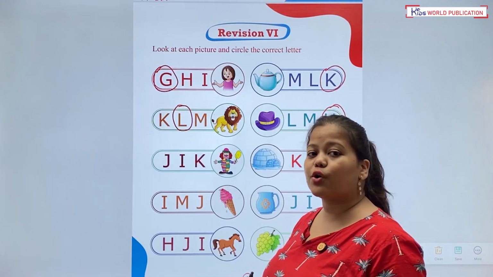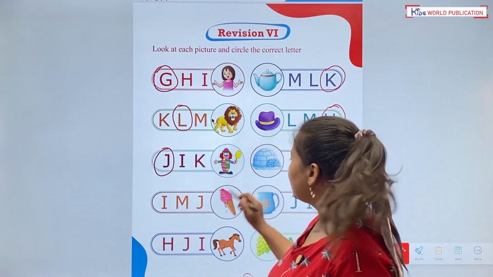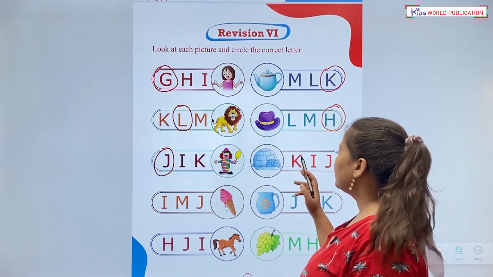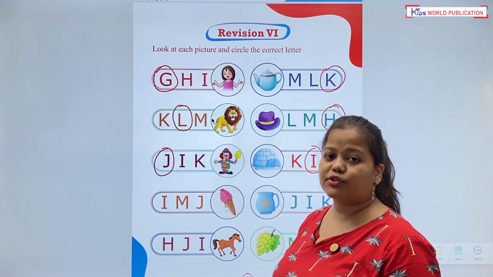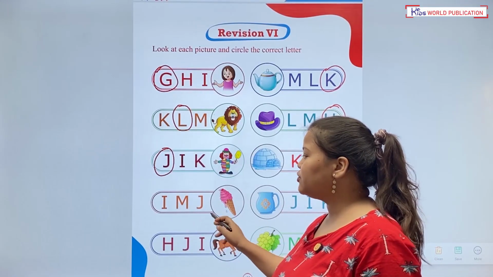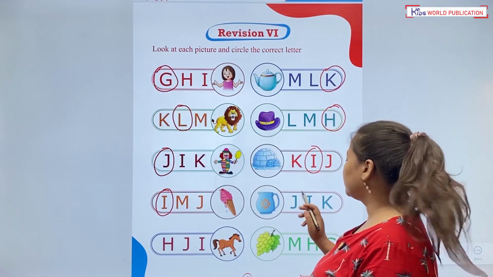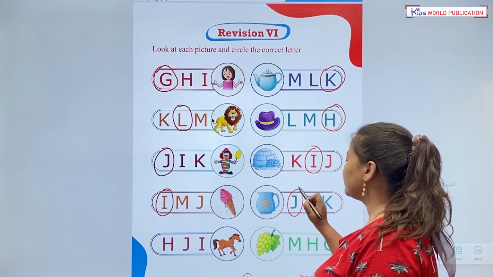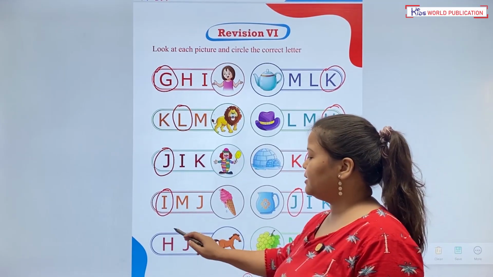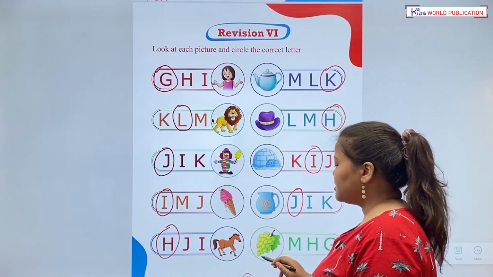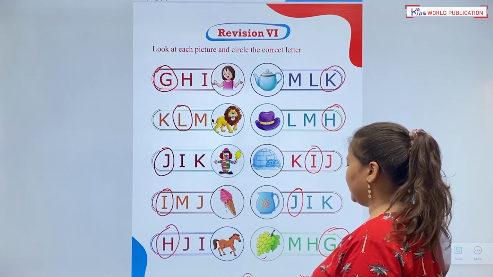This is the picture of joker. J-I-K. The right answer is J. This is a picture of igloo. K-I-J. The right answer is I. This is the picture of ice cream. I-N-J. The right answer is I. This is the picture of jug. J-I-K. The right answer is J. This is the picture of horse. H-J-I. The right answer is H. This is the picture of grapes. M-H-G. The right answer is G.